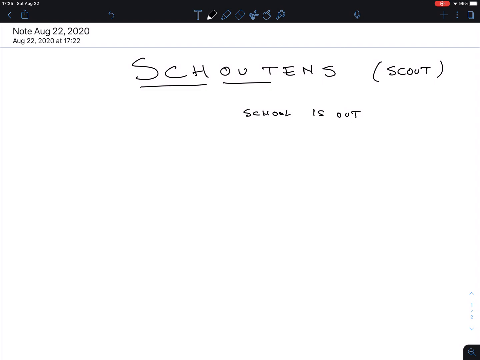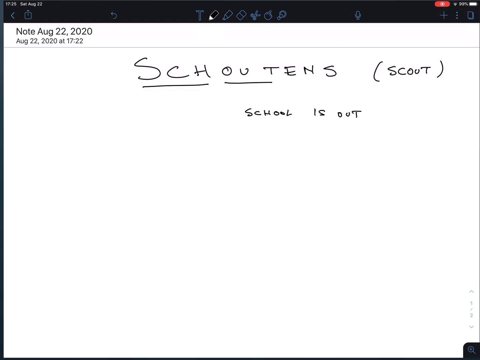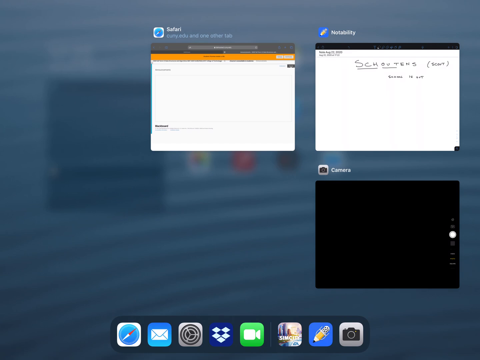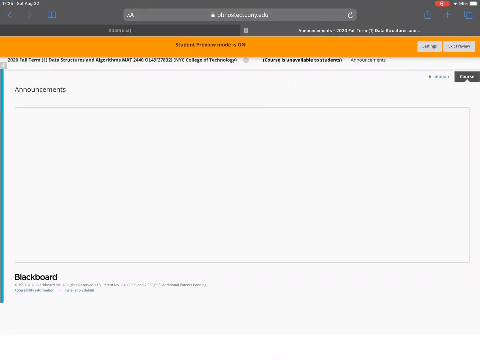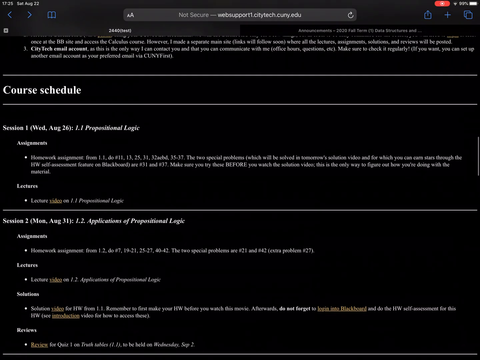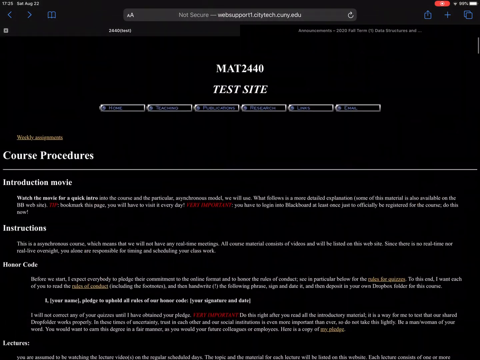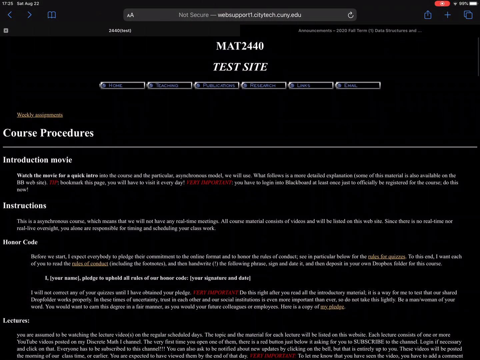Let's go to our actual course. So this is a course on discrete math, and it's what we call an asynchronous course. Before I say anything else, let me explain very quickly what this means. It means that we won't have any real-time meetings. Of course, we have no real in-class meetings anyway, but not even real-time.